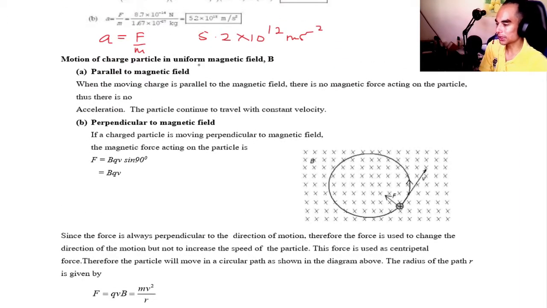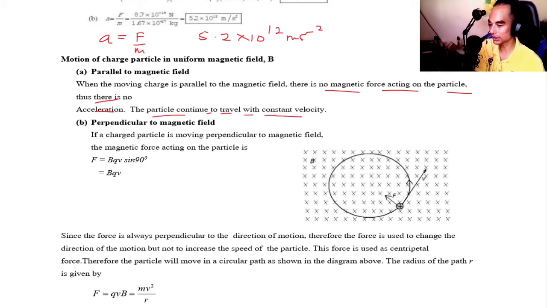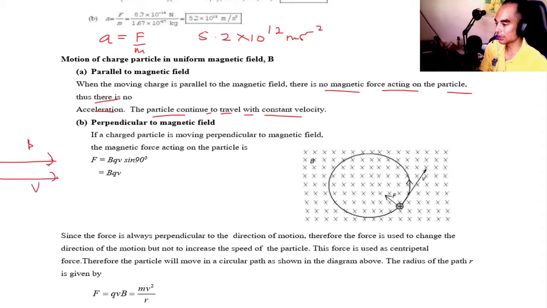Motion of a charged particle in a uniform magnetic field B. One case is when the velocity is parallel to the magnetic field. When the moving charge is parallel to the magnetic field, there is no magnetic force acting on the particle, and there's no acceleration. The particle continues to travel with a constant velocity. So if V and B are in the same direction, there will be no deflection, because there will be zero magnetic force acting on the charge.